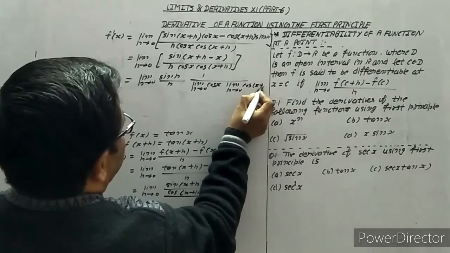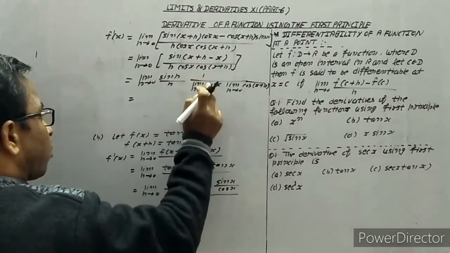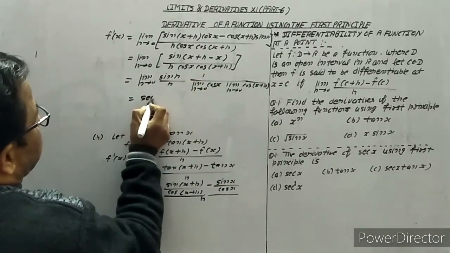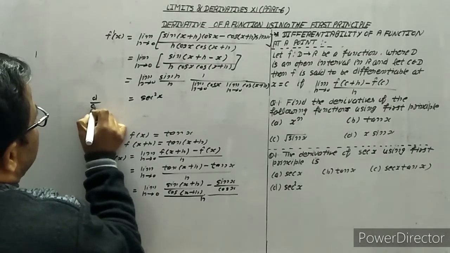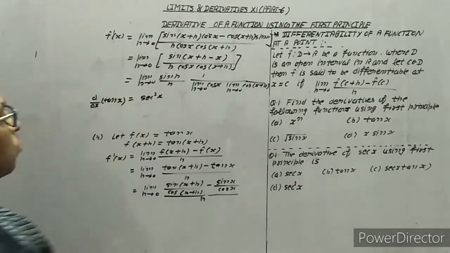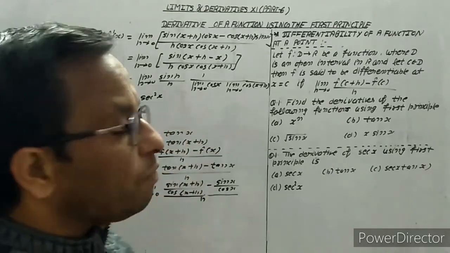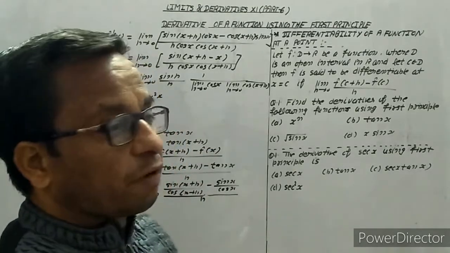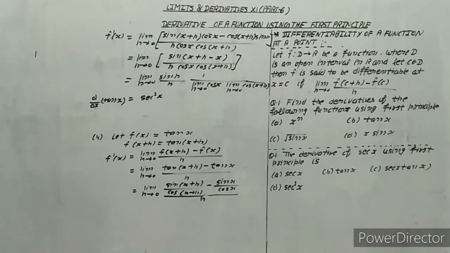After putting the limit 1 upon cos x into cos x, this becomes sec square x. Therefore we can say in general d by dx of tan x is equal to sec square x. So this is the way in which, in between, we have to use the rules we learned to evaluate the limits. Now let's start the solution of part C.